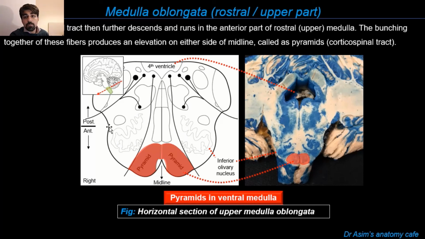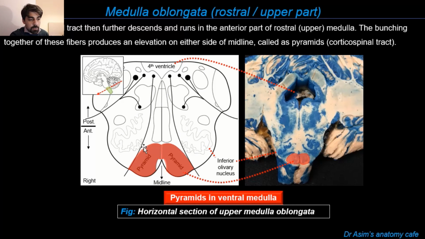Now we're looking at a horizontal slice through those cylindrical elevations. So lateral to the midline, we've got this elevation called the pyramid. This is the place where the corticospinal tract fibers are bunched together and they are descending down in the ventral part of the medulla. And lateral to it, this is the olive, where the inferior olivary nucleus, this crumpled bag-like nucleus, is situated, and that is producing this elevation called the olive.